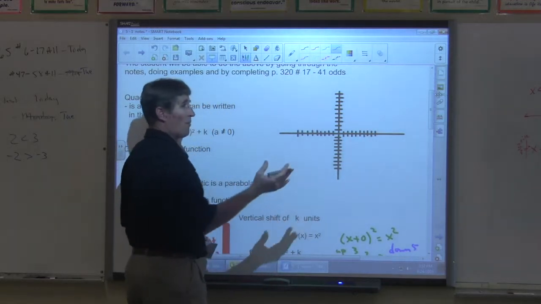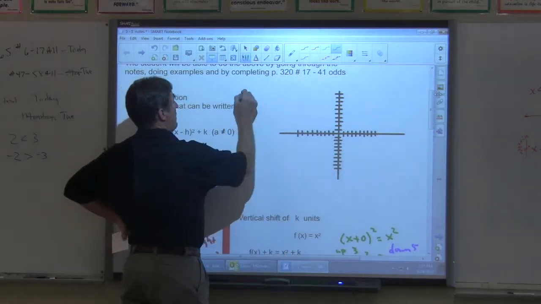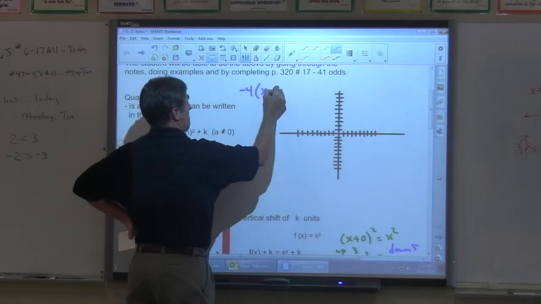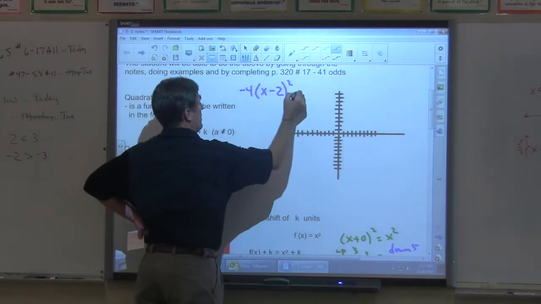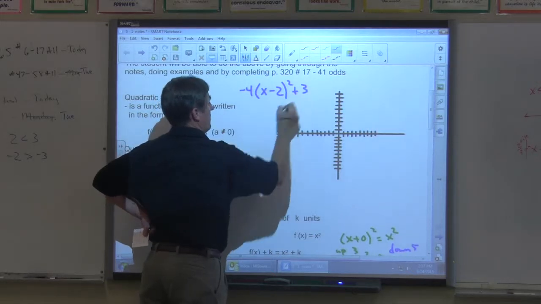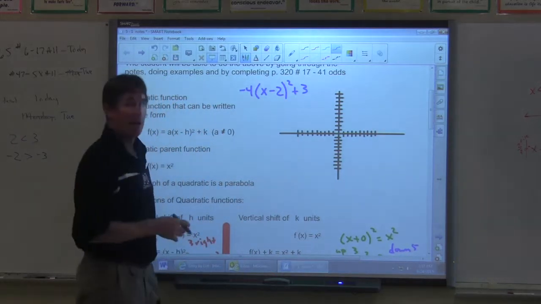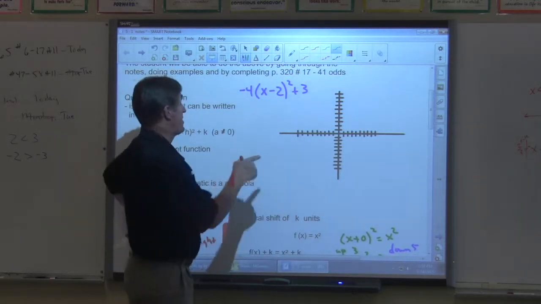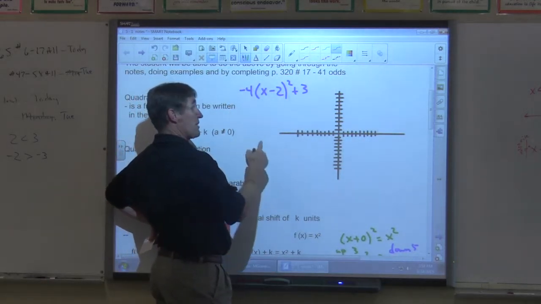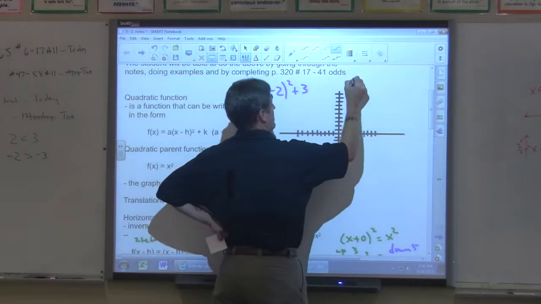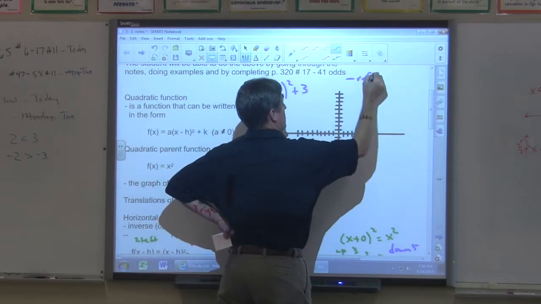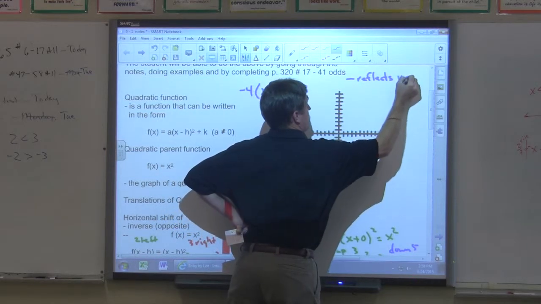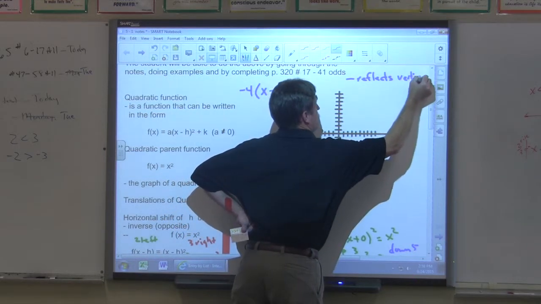Let's do as complicated as you're going to see on this. What if I did negative 4 times (x minus 2) squared plus 3? So we have to describe the transformations. We have a lot of transformations in this. The negative sign is outside, so it's vertical. So it reflects vertically.